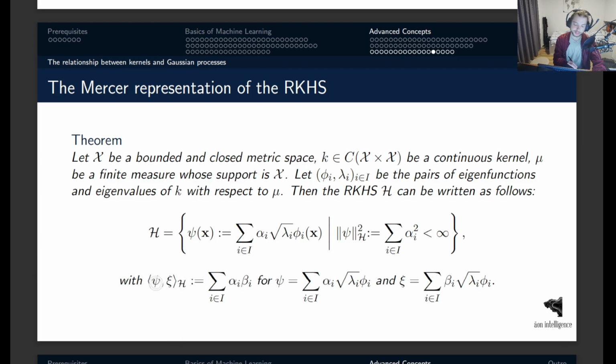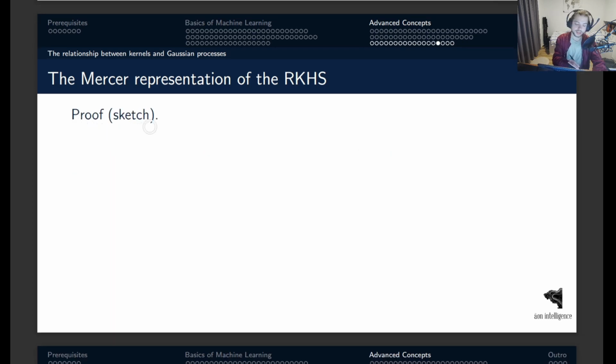So the inner product of psi and xi is defined as the sum of products of coefficients, where the coefficients alpha_i are just the coefficients for this function psi, and the coefficients beta_i are the coefficients for that function xi. So let's give a proof sketch of the Mercer representation of the reproducing kernel Hilbert space.